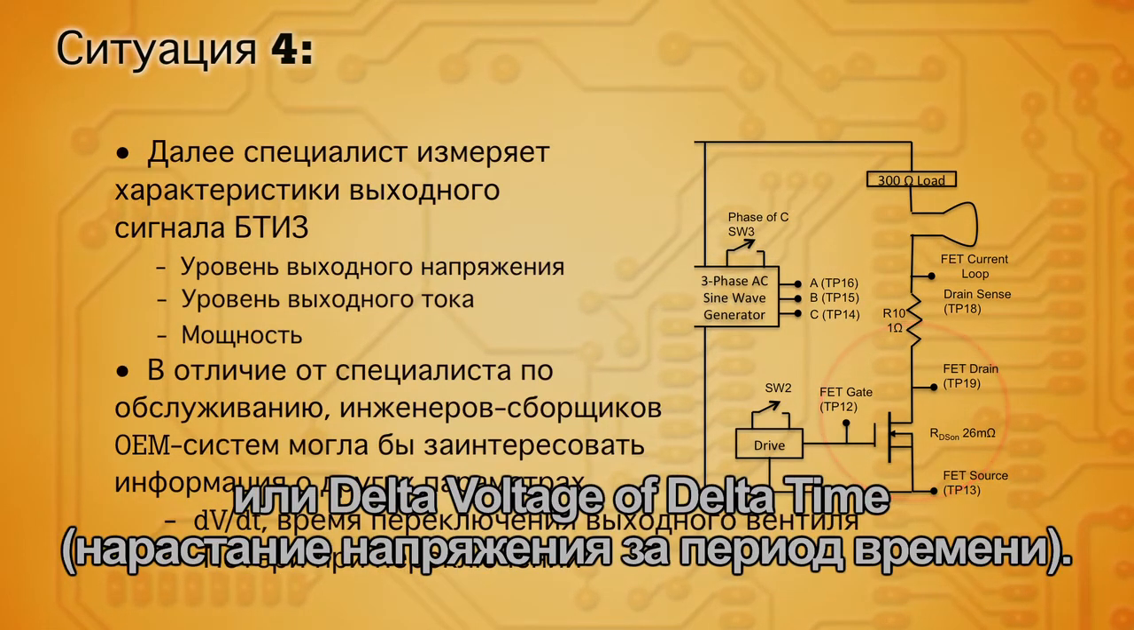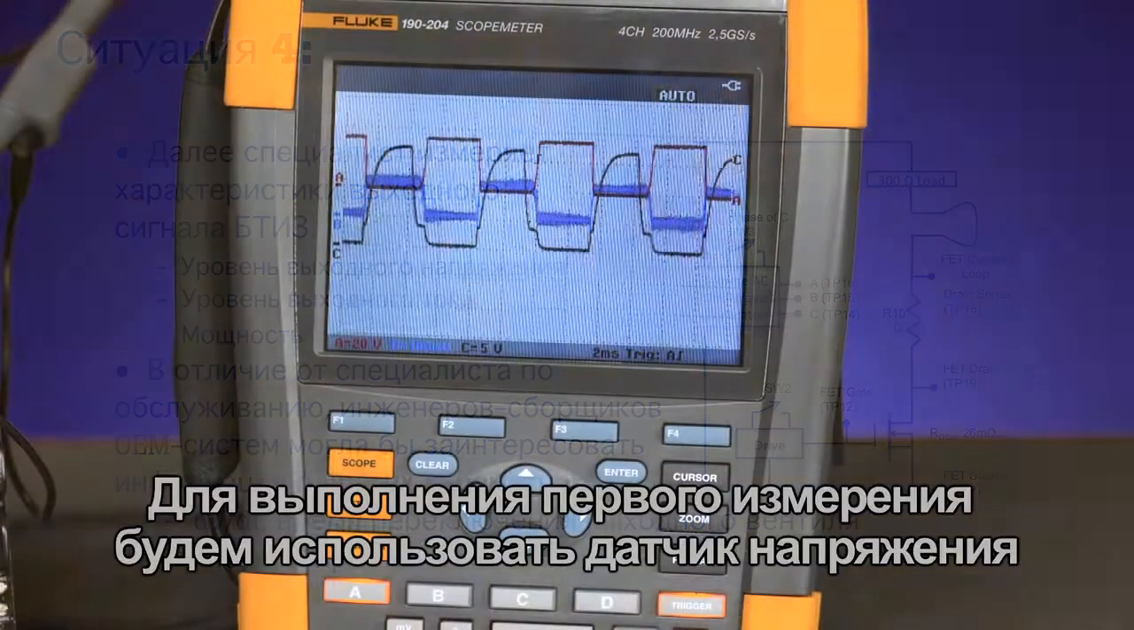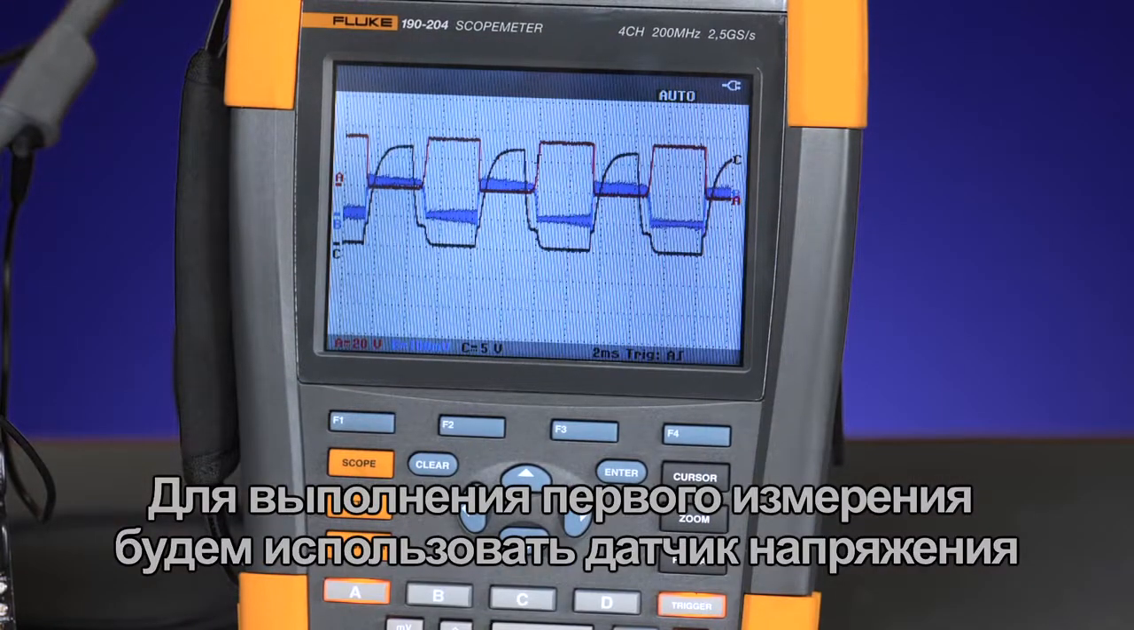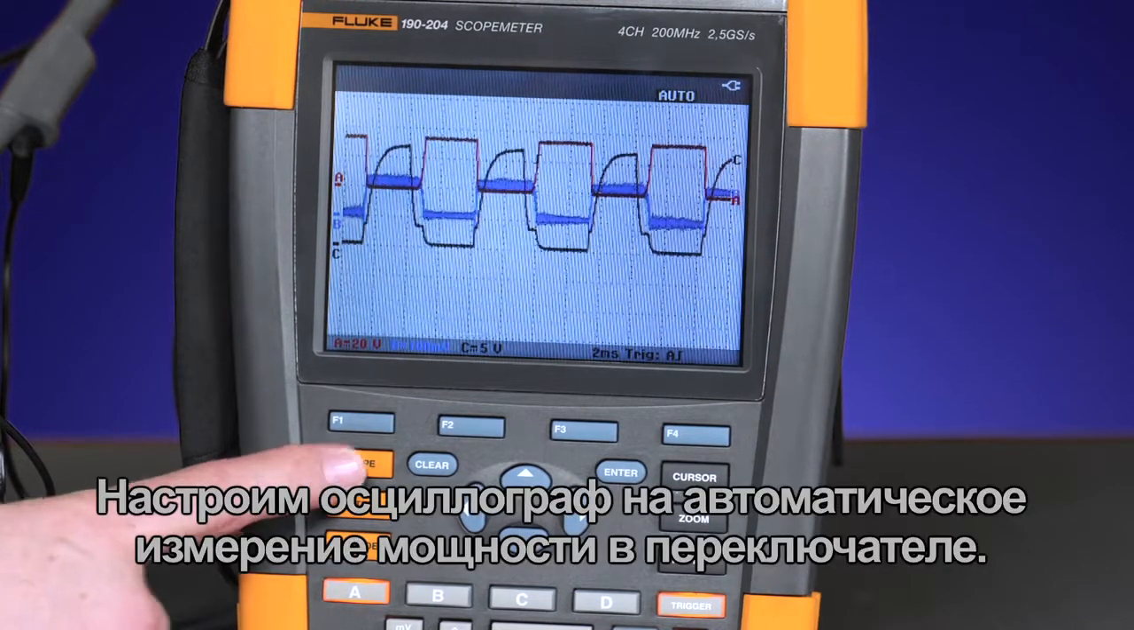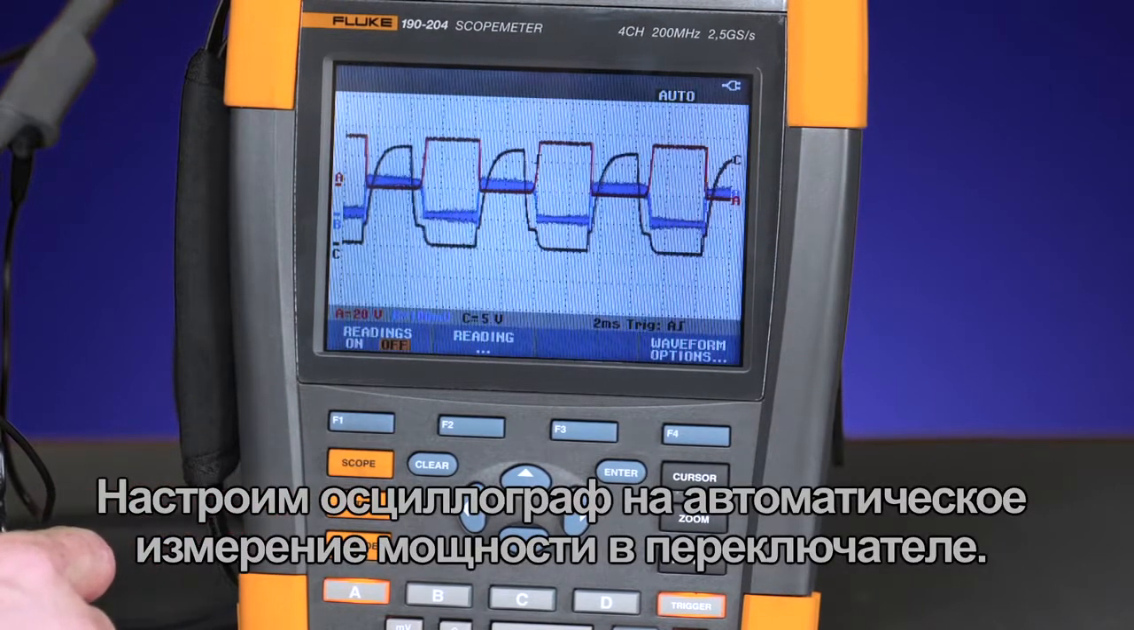We might also want to look at the fast rising edge of the switch, a measurement called dVdt, or delta voltage over delta time. For the first measurement we're going to set up, we'll be using the voltage probe on channel A and the current probe on channel B. We'll set up the scope to automatically measure the power across the switch.